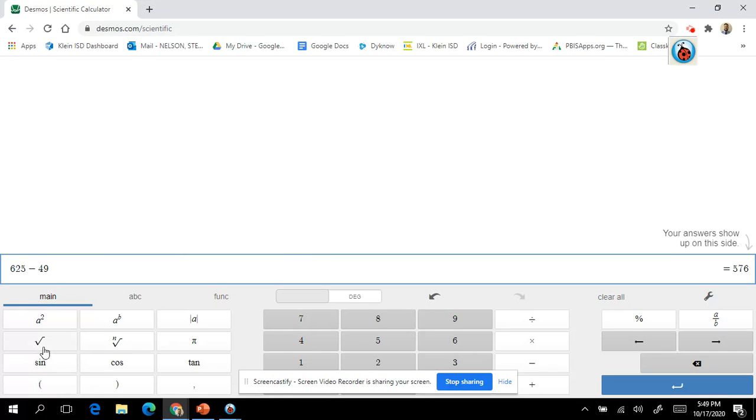So your radical symbol is right here. We're going to clear this first. So we're going to say root or radical. We're going to type that in, 576. And what do we get? We get 24. So b is going to be equal to 24.